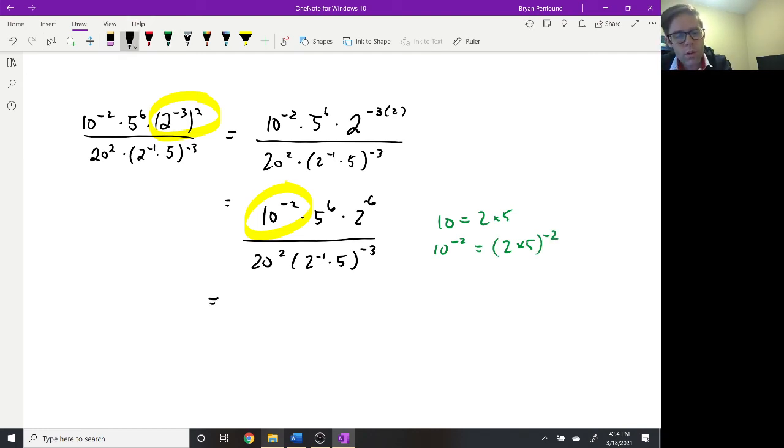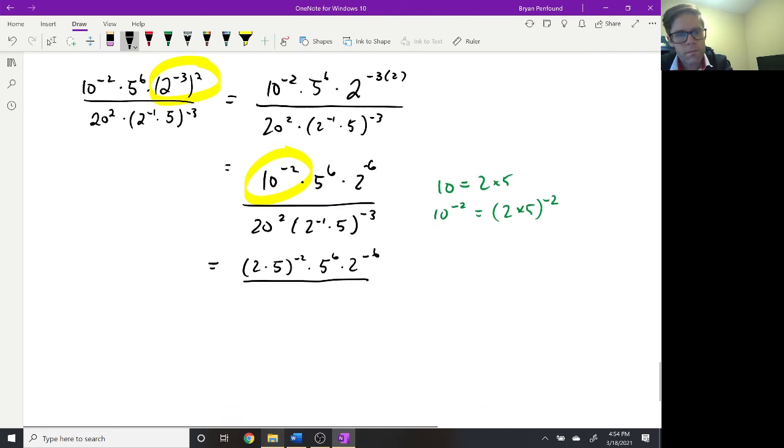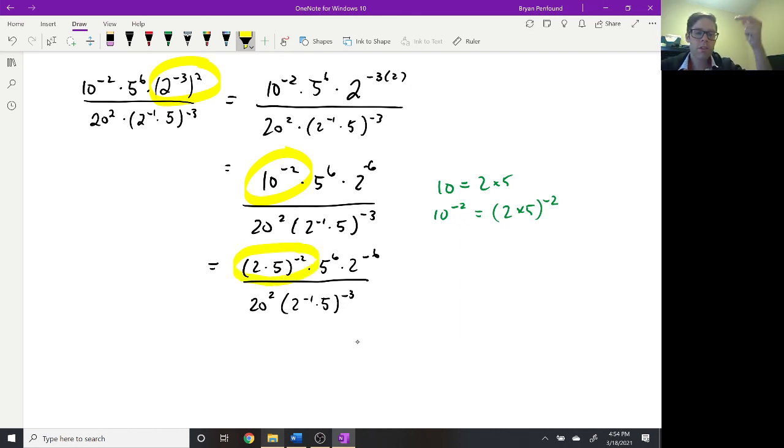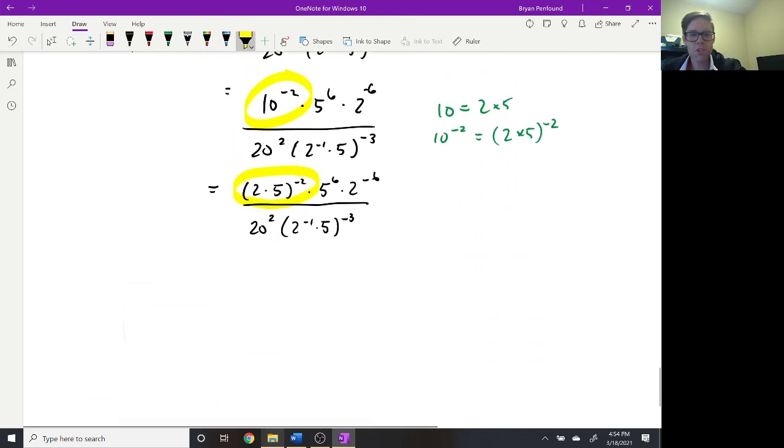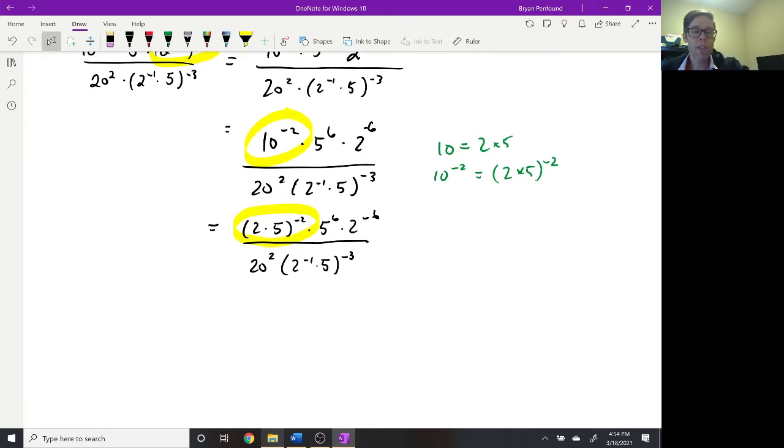So I'm going to go ahead and rewrite that. And then our goal is to, again, distribute, like we were doing in the last question. We want to distribute this negative 2 over that multiplication of 2 and 5. So distributing this negative 2 through, we get 2 to the negative 2 times 5 to the negative 2, times the rest.